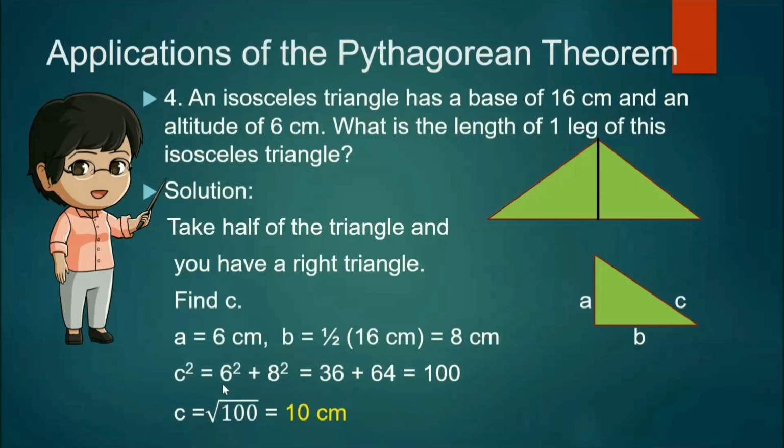C squared is equal to 6 squared plus 8 squared is equal to 100. The square root of 100 is equal to 10. So the value of C is equal to 10 centimeters.